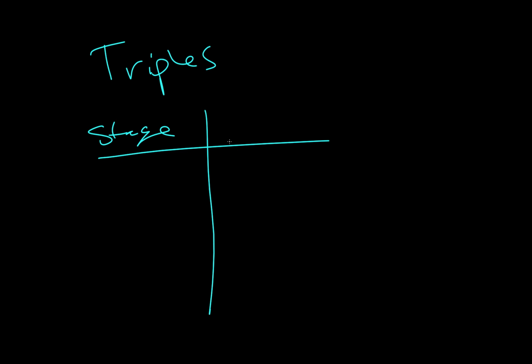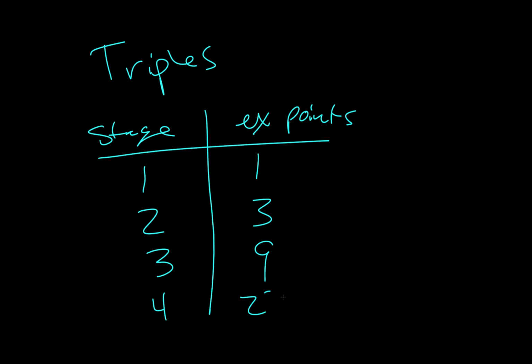So there's a guy playing a video game, and to get to the next stage, he has to triple his points from where he was at before. So experience points. And so on stage 1, he needed 1 experience point. For stage 2, he needed 3. Stage 3, he needed 9. Stage 4, 27. Okay. Because we're multiplying to get from step to step to step, it's an exponential relationship.